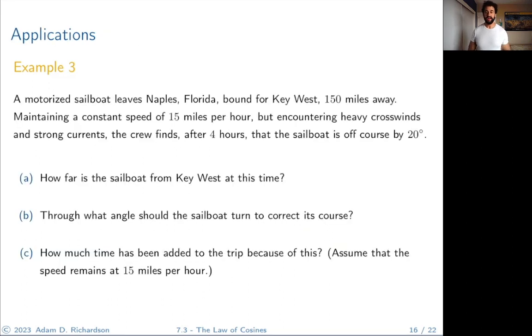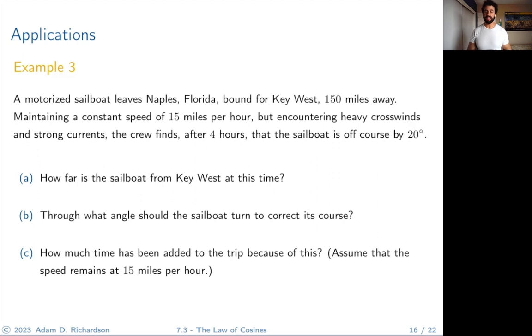So here we go. Let's say that a motorized sailboat leaves Naples, Florida, bound for Key West, 150 miles away. So sailing out into the ocean, right? If it maintains a constant speed of 15 miles per hour, but it encounters heavy crosswinds and strong currents, then the crew found out that after 4 hours, the sailboat was off course by 20 degrees. So the question now is, how far is the sailboat from Key West at this time? How far from its destination?